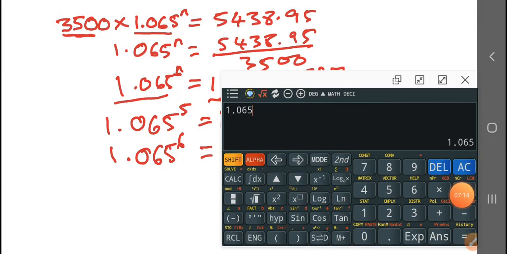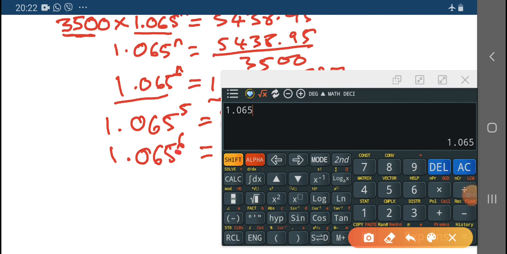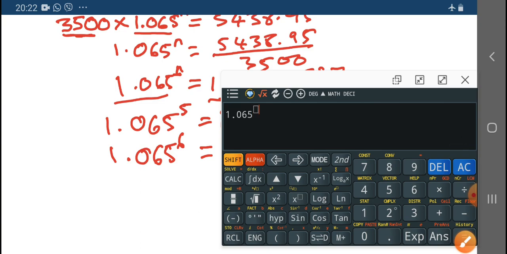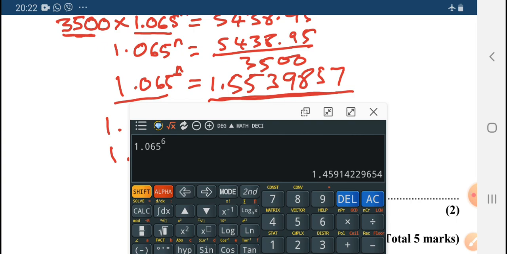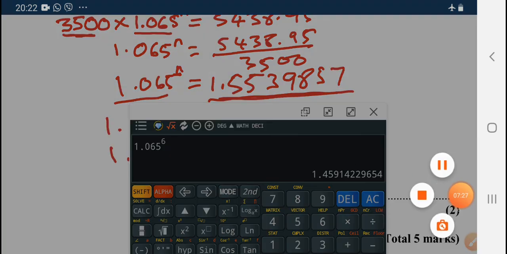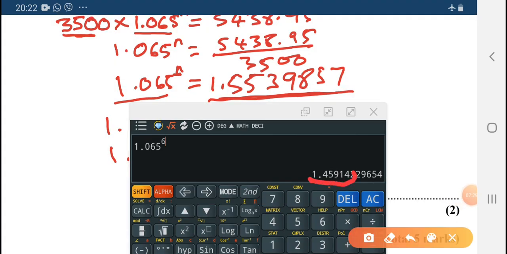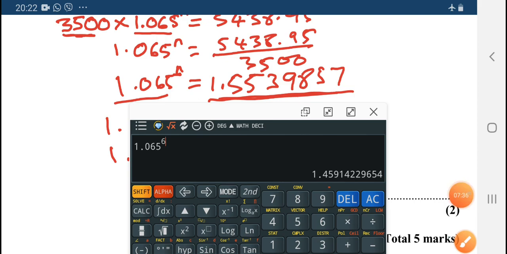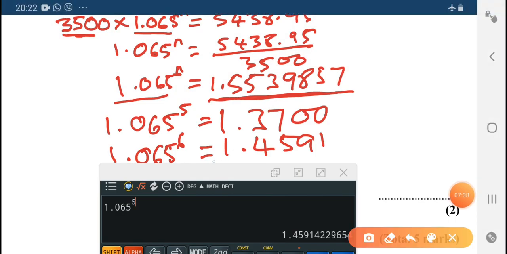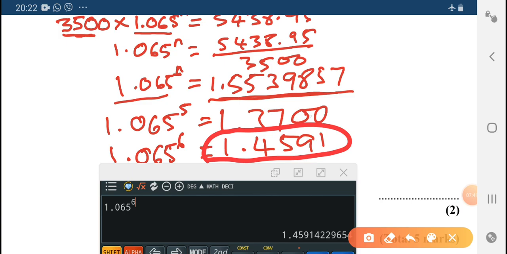So now we're going to try 1.065 to the power of 6. It's getting closer, but can you see our answer is 1.4591, which is still smaller than 1.55, but we need to record this to show it as part of our working out. As you can see, I've shown it here, and it still is less than my target amount.